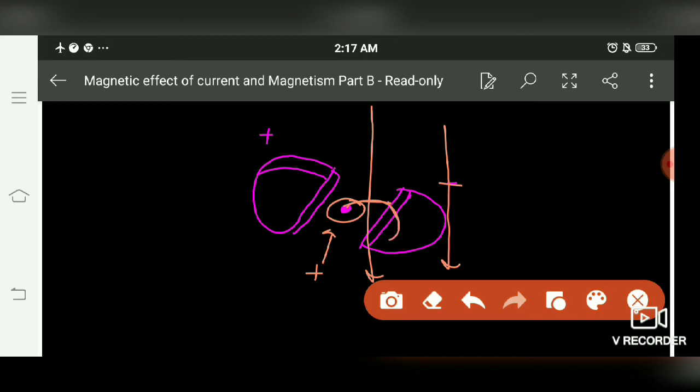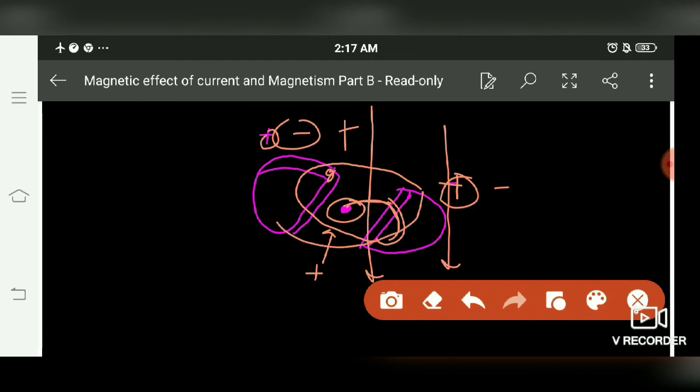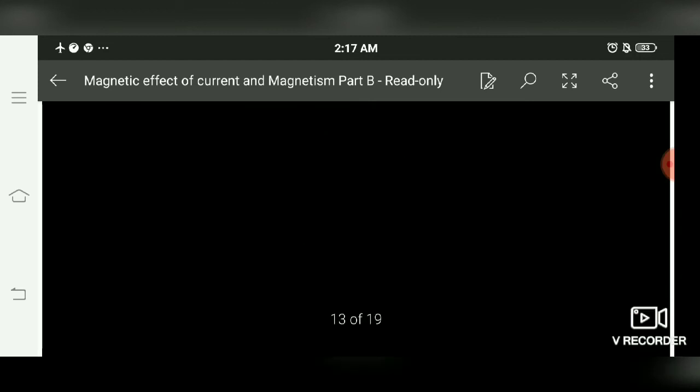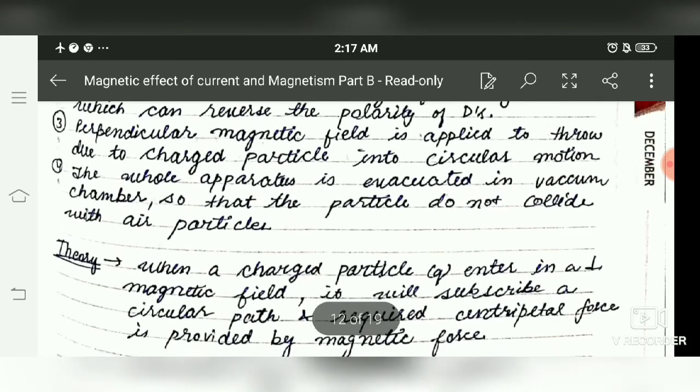So as it enters this D and covers a circular path, the polarity gets changed. This becomes positive and this becomes negative. As it becomes negative, it gets attracted toward it. So again, due to the magnetic field, it again follows a circular path. Again, as it reaches here, the polarity gets changed. This gets negative, this gets positive. So it keeps on evolving like this. So this is actually the theory.